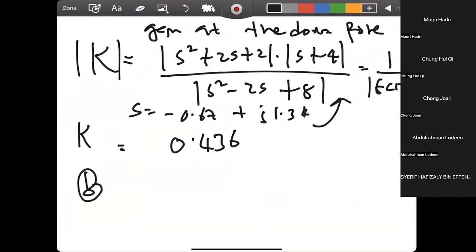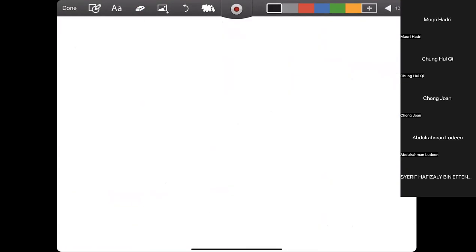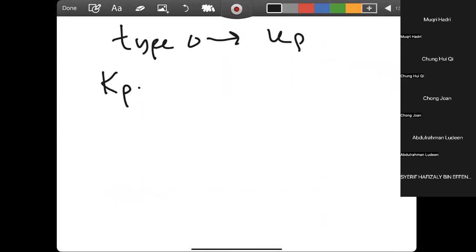Settling time. Okay, so the system is type 0. What is the Kp value?